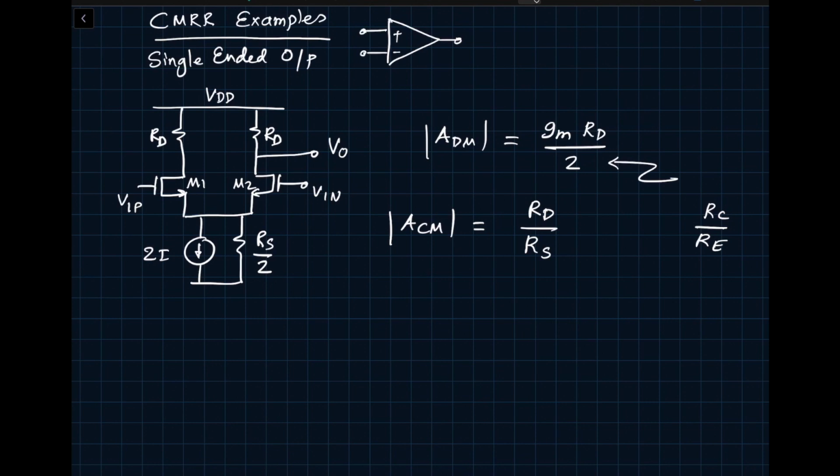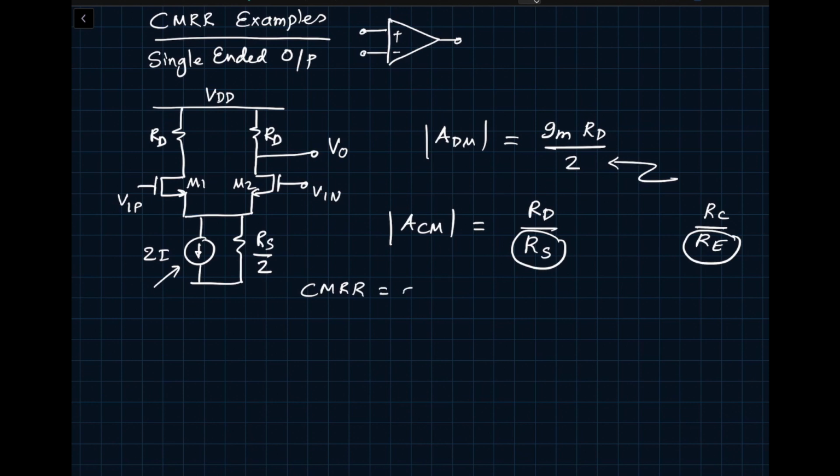And we said that if the current source is good, which means that RS is very large, then this ACM would be very small. Similarly, if the RS is large, which means that this current source is perfect, ideal, then ACM will be close to 0. So now let's, in this case, figure out what our CMRR is.